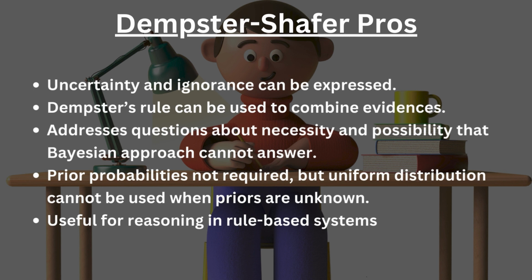It is well suited for reasoning in rule based systems. It can handle situations where rules may be uncertain and conflicting, making it applicable in domains where expert knowledge is integrated into a rule based framework. So, we can say that DST offers a way to handle situations where prior probabilities are unknown. While a uniform distribution cannot be used in absence of priors, DST provides a means to work with uncertainty even when the full probability distribution is not available.